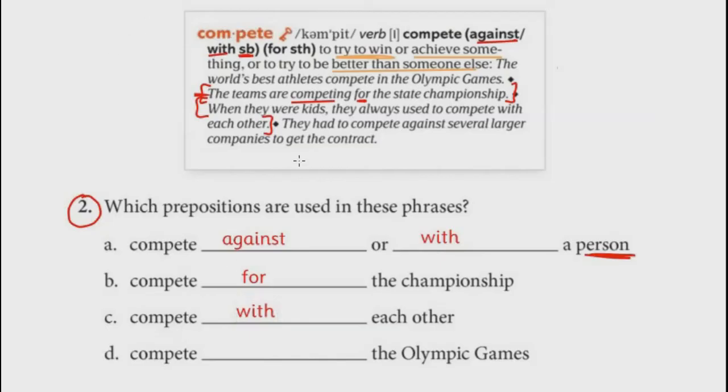Olympic Games, compete. Look at this example sentence. The world's best athletes, people who do sports for a profession, for their job, the world's best athletes compete in the Olympic Games. So they compete in the Olympic Games. This is a preposition here, compete in. You compete in the Olympic Games. Let's look at the next question.